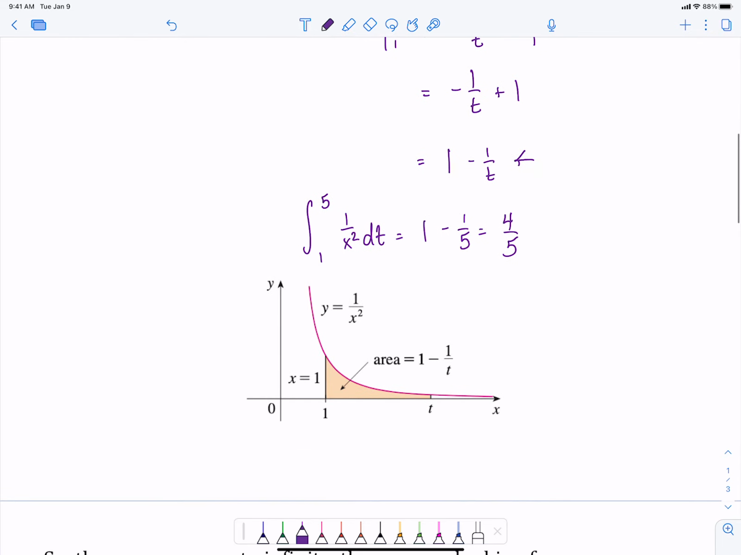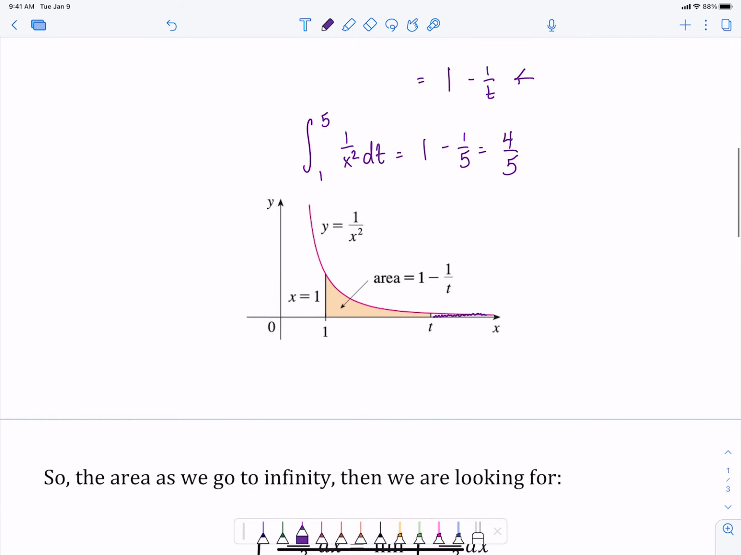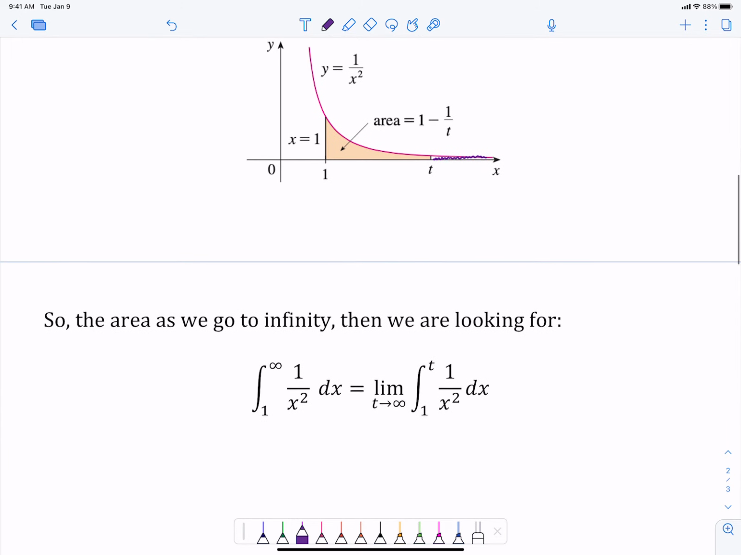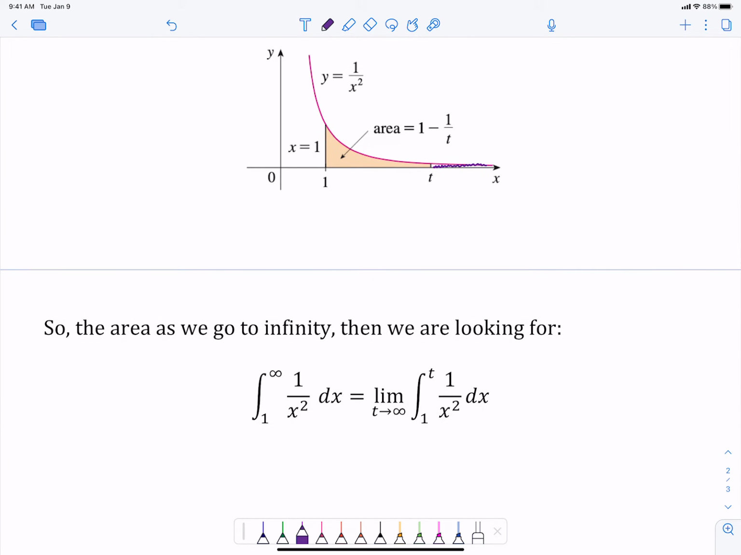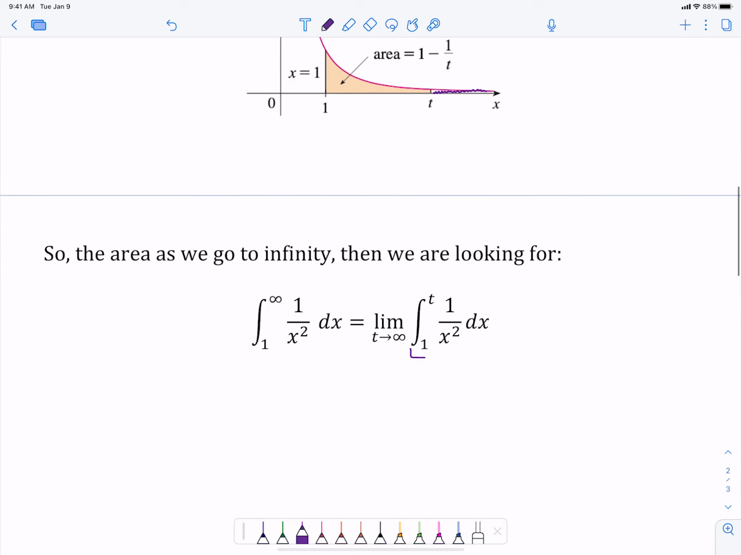Again, the question is, as we get more and more area there, what's happening? If we go out a little further and keep adding more and more area, is our area getting equal to a single number, or is it just continuing to get bigger and bigger and going to infinity? What we want to look at is really the limit as t goes to infinity. And we remember we just found this integral.